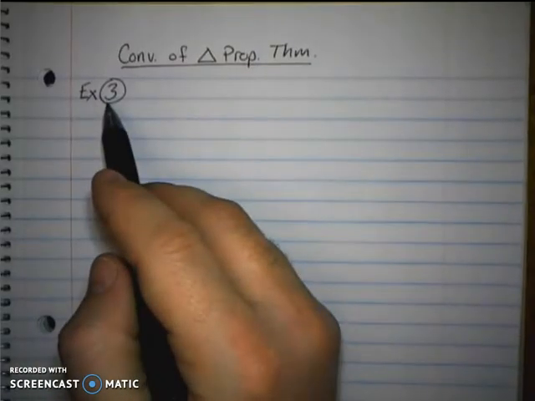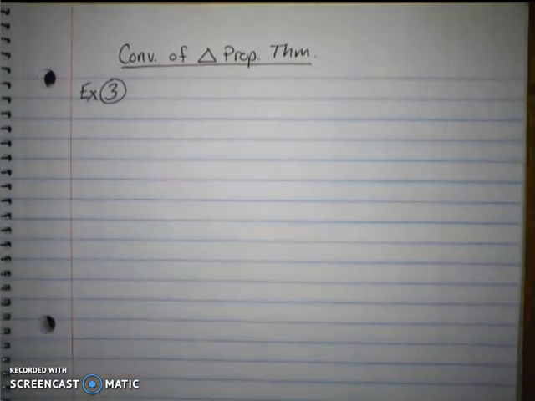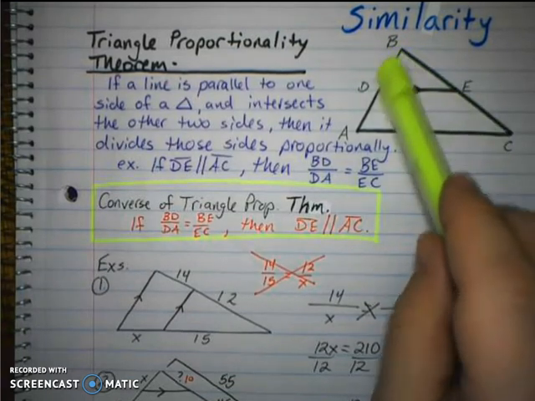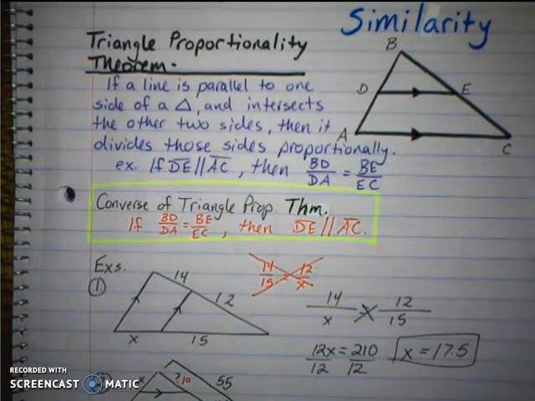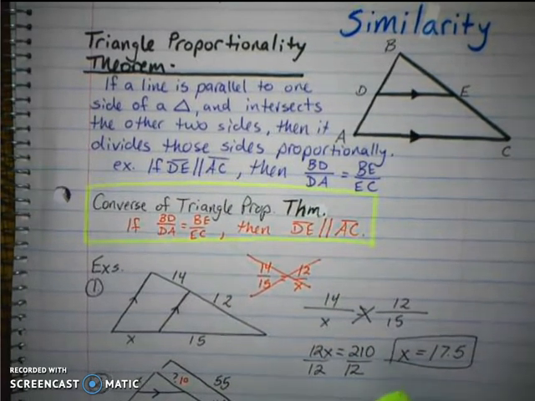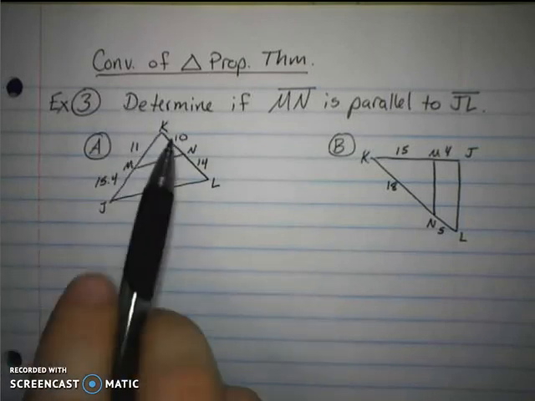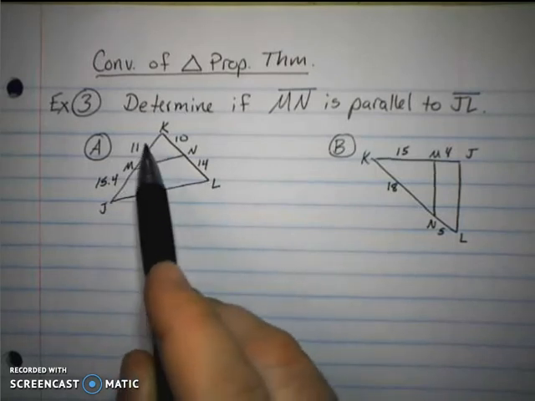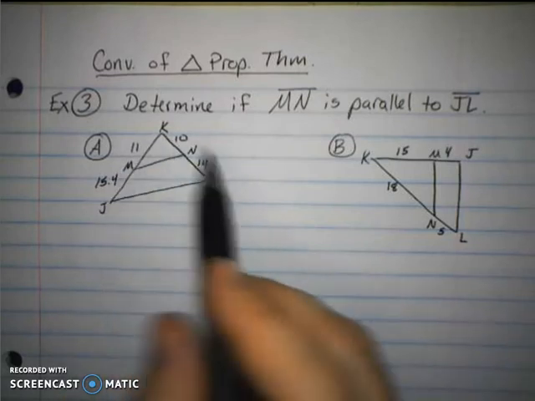So for the next example, example 3, we're going to use the converse of that theorem, which stated this: if the two sides of the triangle are divided proportionally, so if there's a proportion that's true, then the segments have to be parallel. So we're going to use that in the next example. So here's our first part of example 3. We want to determine if MN is parallel to JL. So we're going to check that proportion and make sure it works. We're not just going to assume that it's true. We want to check out the numbers and make sure that it works.